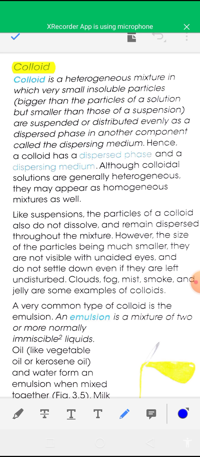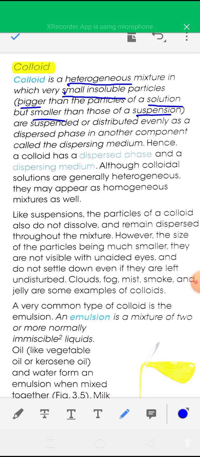Colloid is a heterogeneous mixture in which very small insoluble particles. The particles of colloids are smaller than suspension but bigger than particles of solution. Okay, so it is written that a colloid is a heterogeneous mixture in which very small insoluble particles are bigger than particles of solution but smaller than those of a suspension.